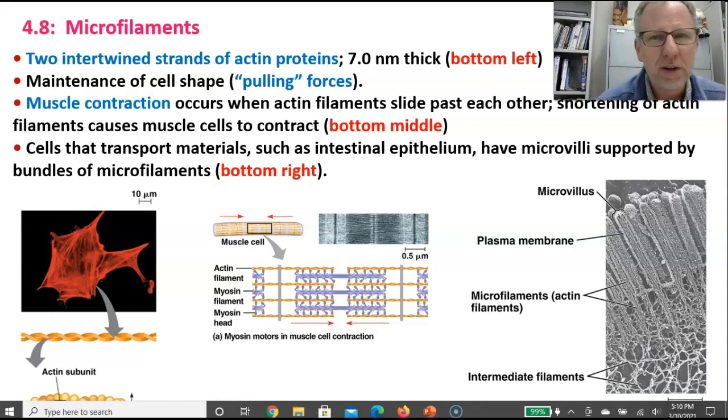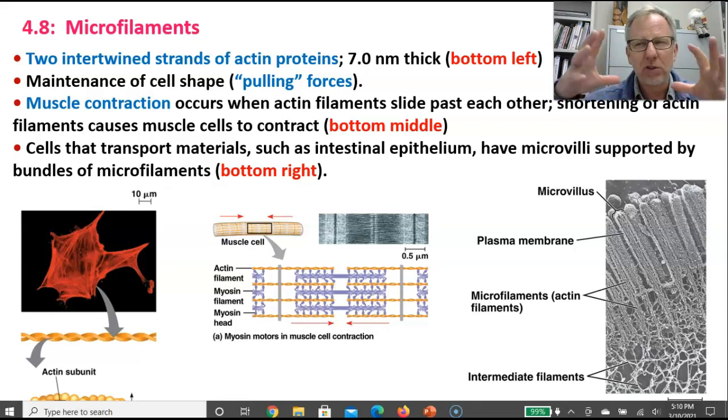Okay, so what do microfilaments do? Well, first of all, they help maintain cell shapes. Remember, microtubules help to resist squishing or compressing forces. Microfilaments help to resist pulling forces, stretching forces that would rip a cell apart. So there you go. We've got two kinds of cytoskeleton protein fibers. One of them, microtubules, is preventing cells from being squished, and microfilaments are preventing cells from being torn apart. Pretty handy.